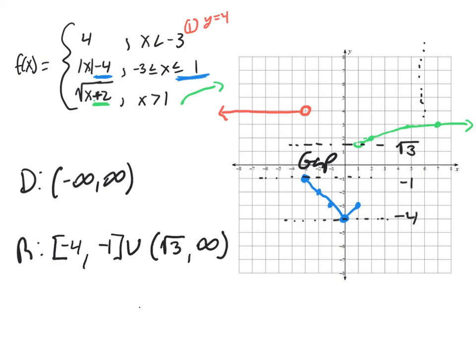We do not need to worry about this red line because this red line is just the value y = 4, which is included here in this second half of our range. So 4 is in between the square root of 3 and infinity. So we don't need to add that in there. All right, next one.